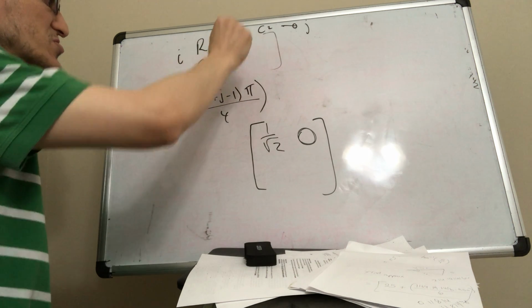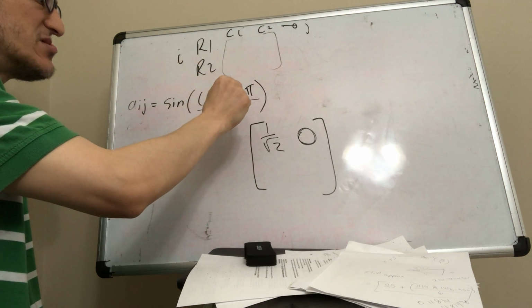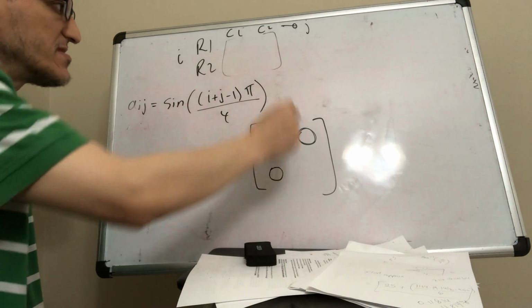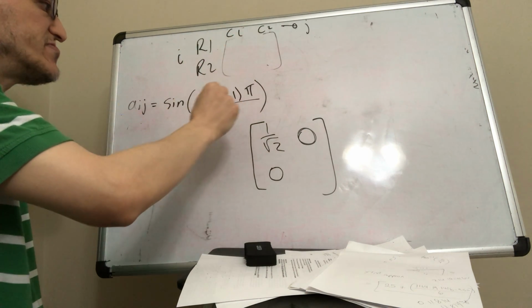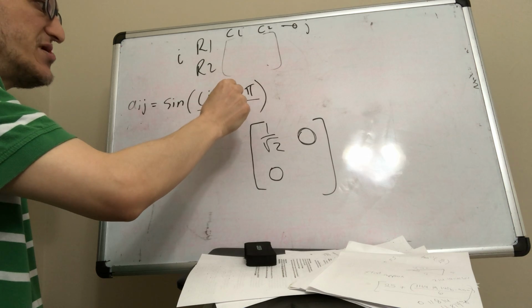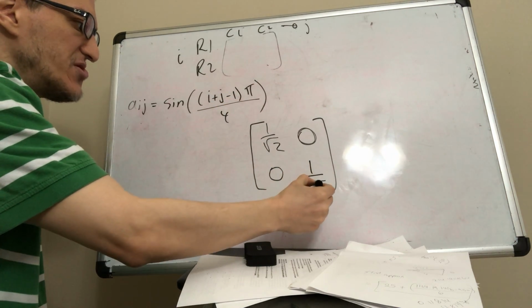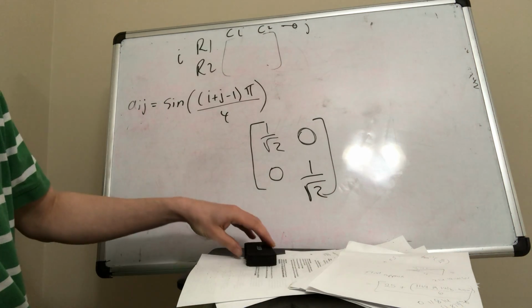This one is also 2, 1, so 3 minus 1 is 2, 2 pi over 4, pi over 2, sine 0. This one is 2, 2, 4 minus 1 is 3, 3 pi over 4, you have a calculator. The sine of 3 pi over 4 is 1 over root 2.